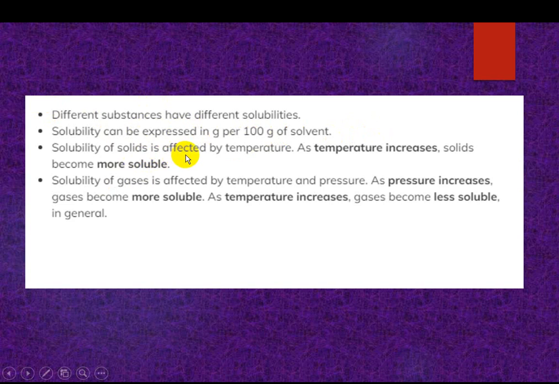Solubility of solute is affected by temperature. As temperature increases, solute becomes more soluble. Solubility of gases is affected by temperature and pressure. As pressure increases, gas becomes more soluble. As temperature increases, gas becomes less soluble in general.